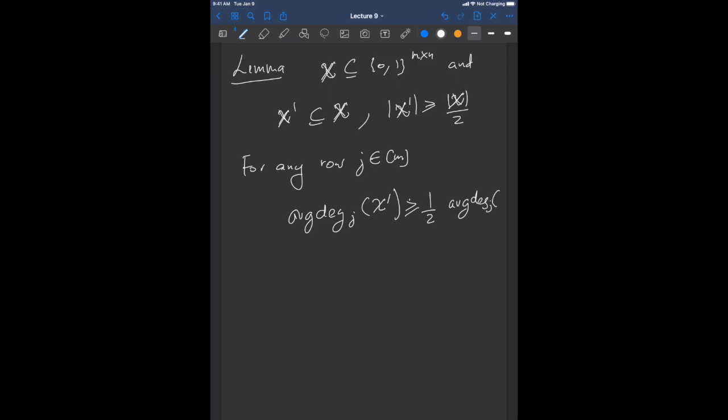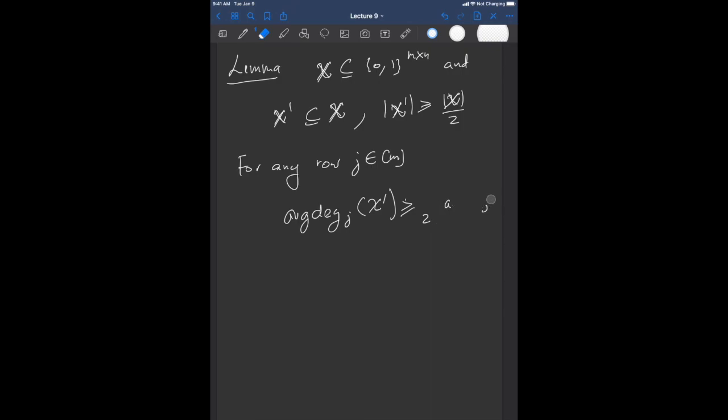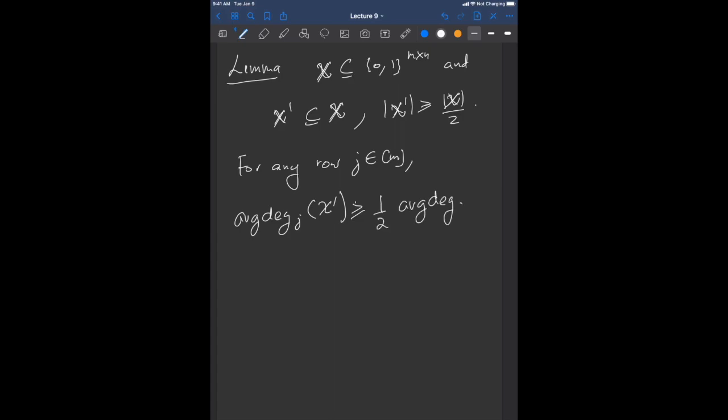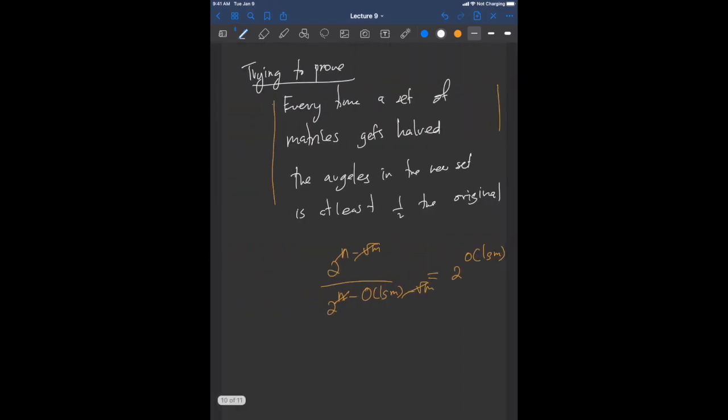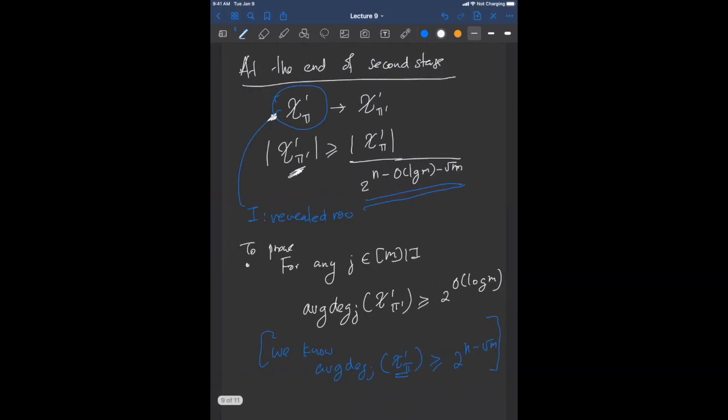j in, oops, I need a bit more space. So let me just make some more space. This is at least half the average degree j in x. Okay, this is what we want to prove. This is what we intuitively said earlier. Every time a set of matrices gets halved, the average degree halves. This is an easy statement to prove.